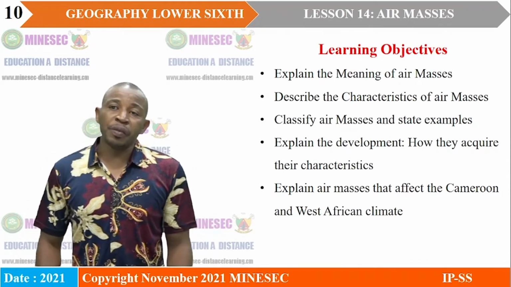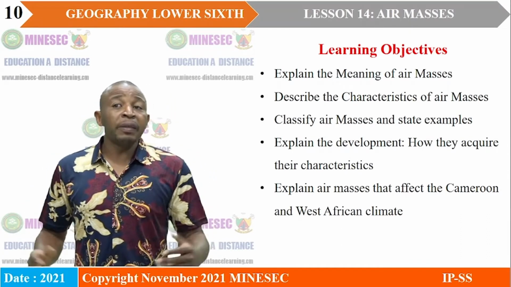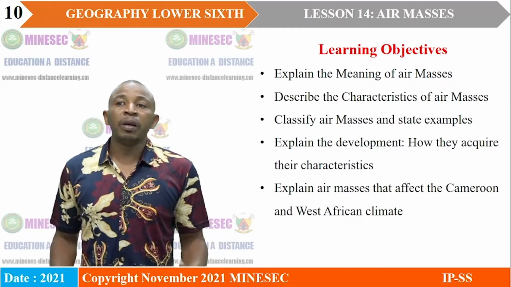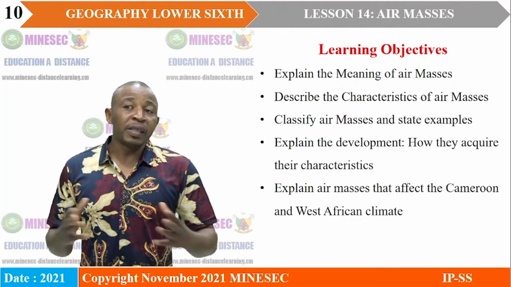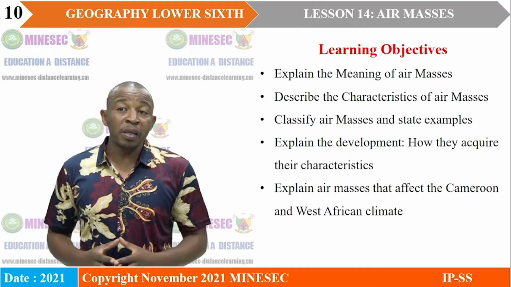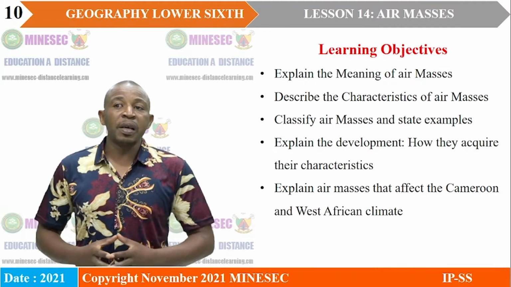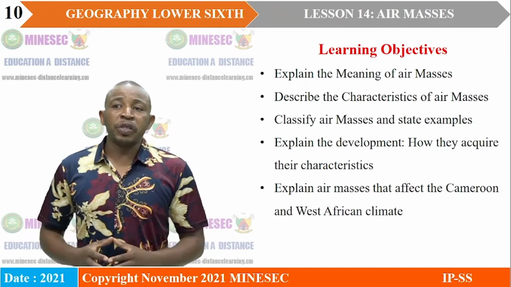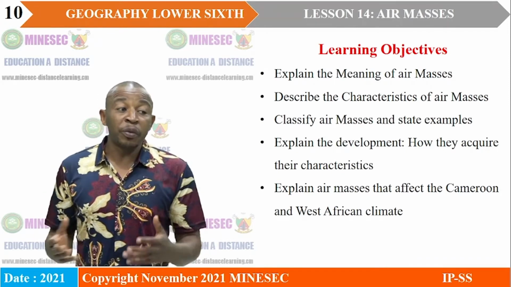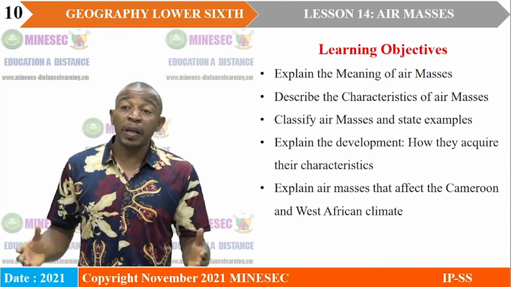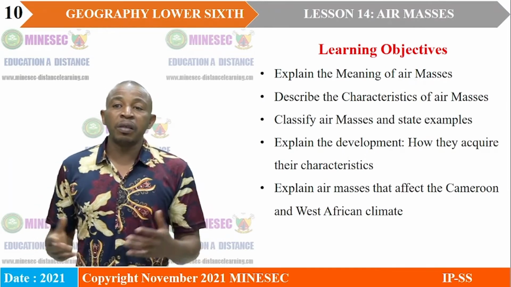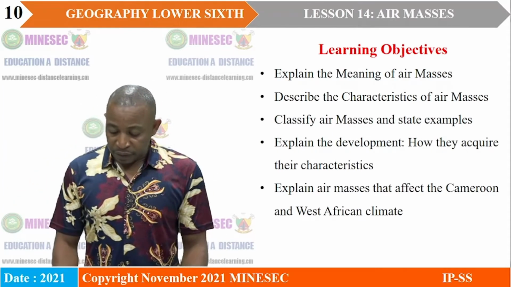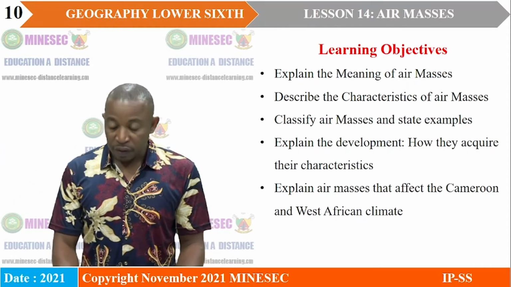Learning objectives. By the end of this lesson, learners should explain the meaning of air masses, describe the characteristics of air masses, classify air masses, and state examples. Explain the development, that is, how they acquire their characteristics, as well as explain the air masses that affect the Cameroon and West African climates. So, these are the objectives of our lesson.